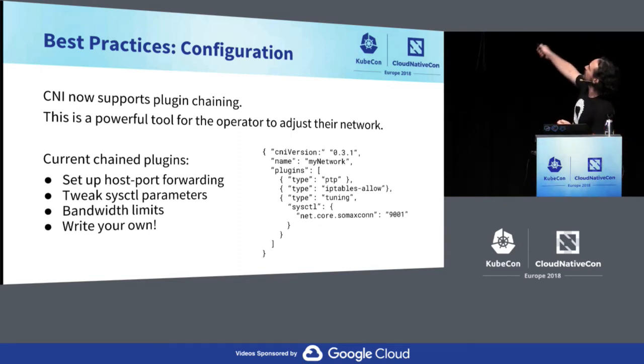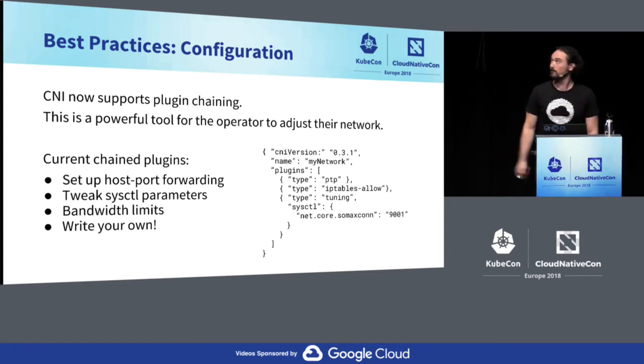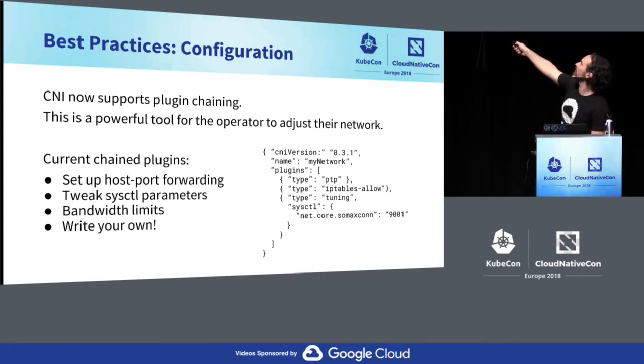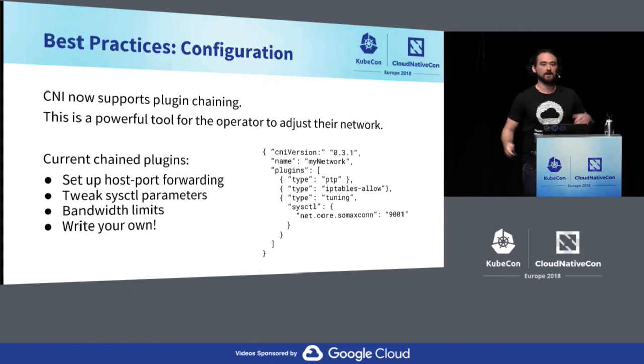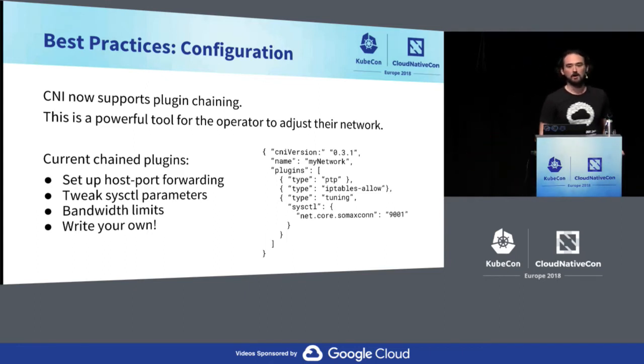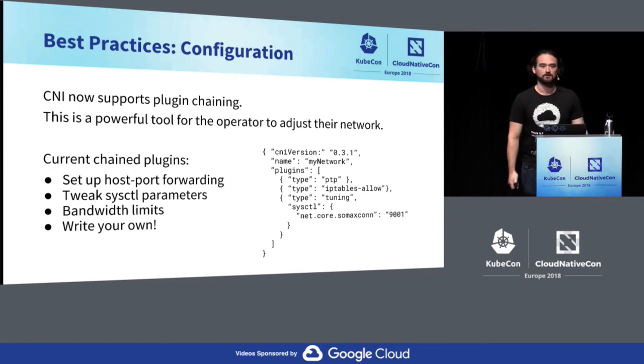This is sort of a typical CNI configuration file. It might look something like this. It's a bit extreme, but only the first one creates the interface. All of the other ones might adjust firewalls, might adjust sysctls. And like I said, these are really easy to write. We have a skeleton plugin that you can copy and paste, and with 100 lines of code, you can do almost anything you want and adjust your network.